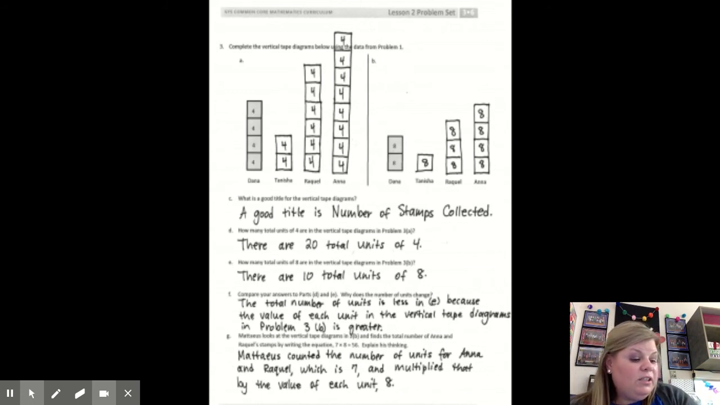So, what is a good title for the vertical tape diagrams? I think a good title would be the number of stamps collected, because that tells us what this graph is about. D says, how many total units of 4 are in the vertical tape diagram in problem 3A? So how many total units of 4 are in the vertical tape diagrams in problem 3A?